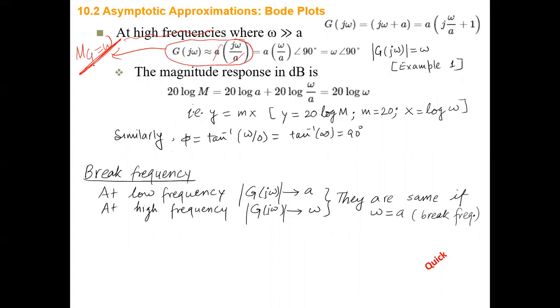Then what is the angle? M_G is omega. What is the angle phi G? Because your real part is 0, right? If you don't have anything, it means you have 0. 0 plus something times j omega. Actually, this is j, right? This a and a cancel. Sorry, this is omega, right? a and a cancel. This is omega over 0. It means your phi is 90. Phi is easy.